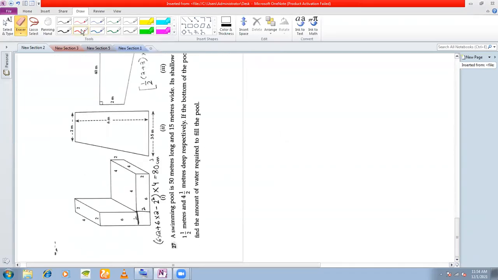So look at this diagram now. This diagram, if you see, is in the shape of an L, right? And it has uniform cross section also. And what is the cross section?